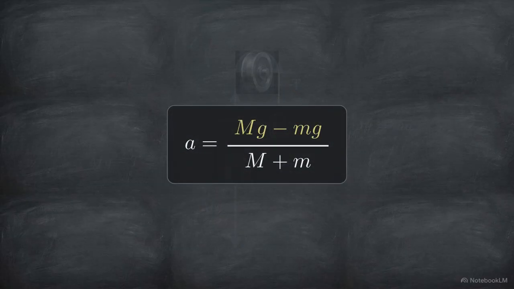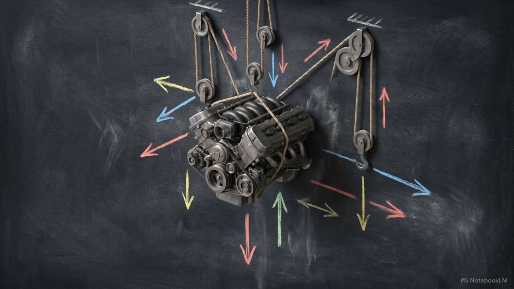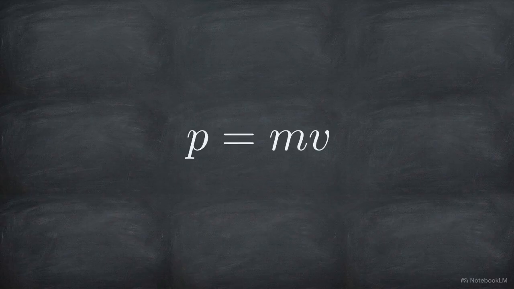To find the shared acceleration, we look at the system as a whole. The net driving force is simply the difference between the heavy weight and the light weight. By dividing this net pull by the total mass of both blocks combined, we arrive at the system's acceleration. While formulas summarize results, the underlying free body diagram is the only reliable way to track how tension and gravity compete within a complex system.